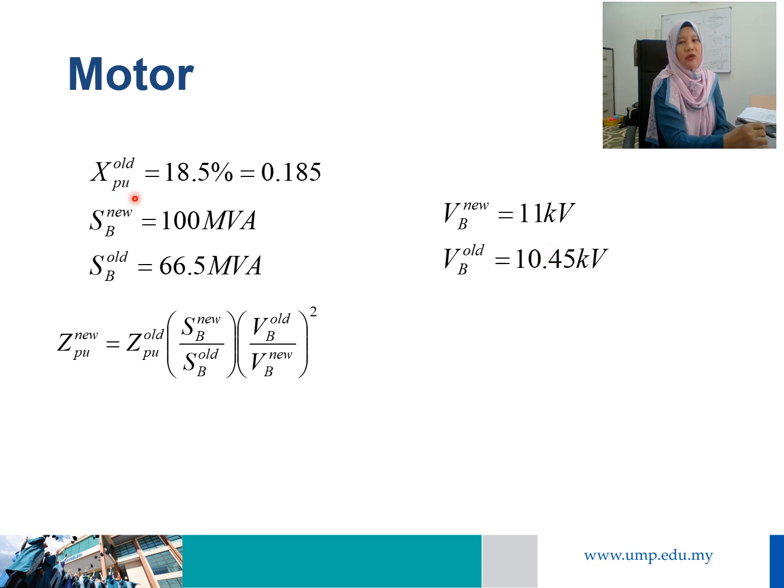And we put all these values into this equation, and thus we get the new impedance for the motor load in per unit, which is equal to j0.25 pu.